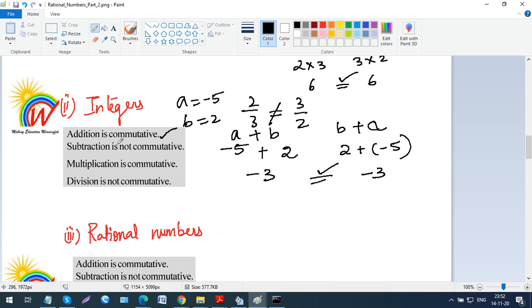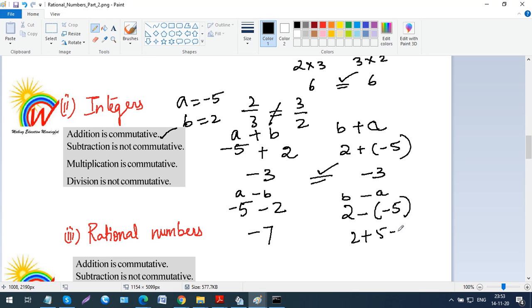Now if I come to subtraction, we have minus 5 minus 2 and 2 minus of minus 5. Because a minus b and b minus a are definitely not equal. Here you're getting minus 7. Here you're getting 2 plus 5, which is plus 7. So minus 7 is not equal to plus 7. So this is not commutative.